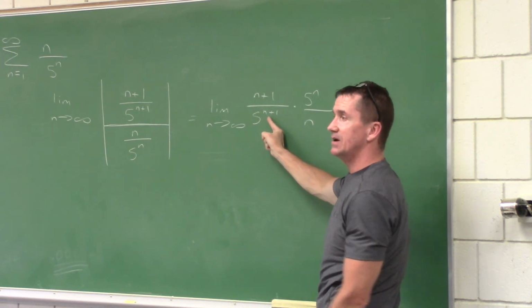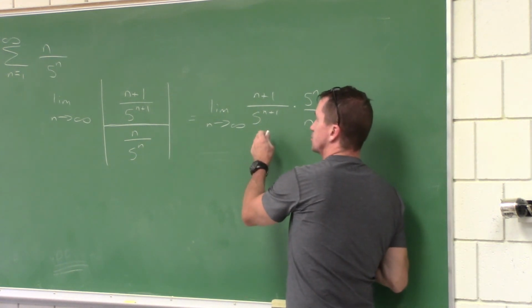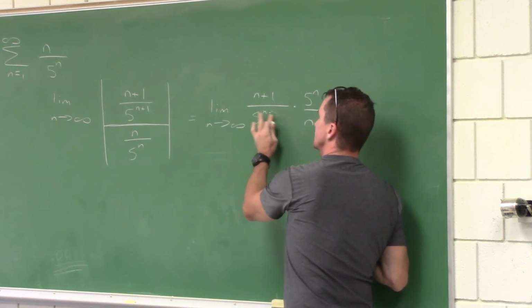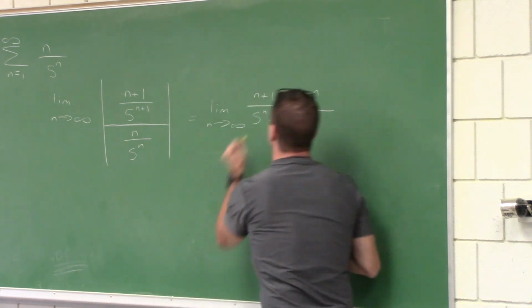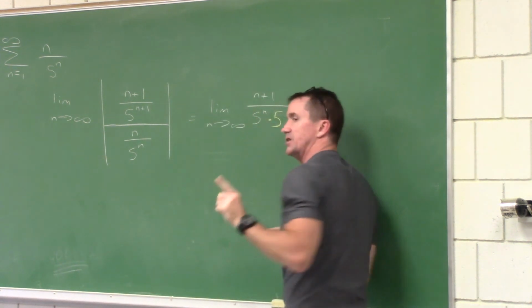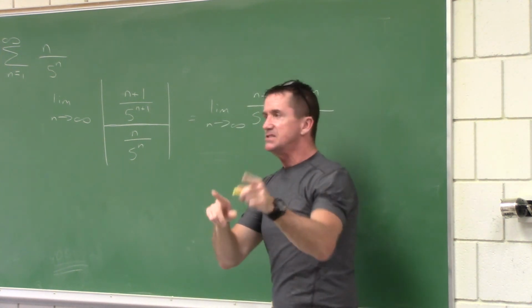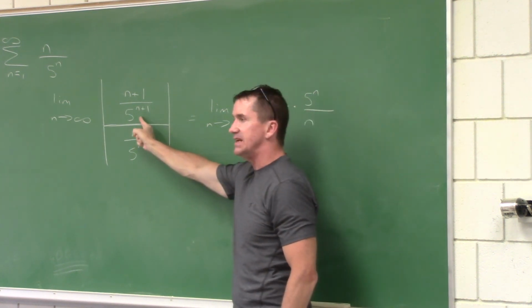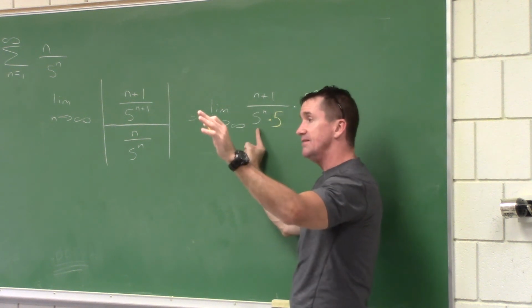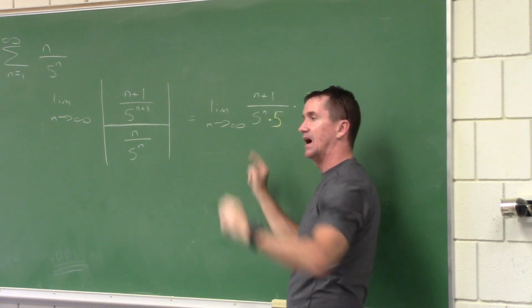Now, how do you rewrite 5 to the n plus 1? Way to go, Adam. Did everyone hear this? I'm going to write 5 to the n plus 1, and this is important, as 5 to the n times a 5. This is extremely important when doing the ratio test. Adam is doing that so he knows what cancels. So I rewrote 5 to the n plus 1 as 5 to the n times a 5.